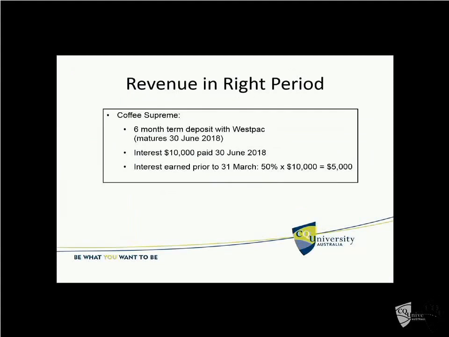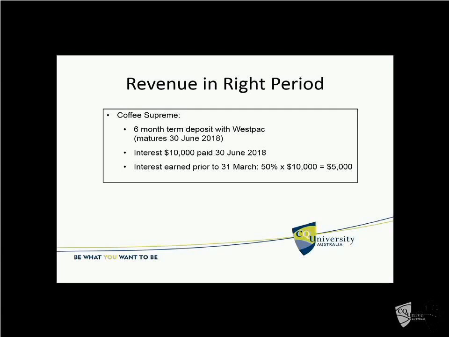So we have to do that with expenses. We have to put some in and take some out for the period. And we need to do the same for revenue. We need to get the revenue in the right period. So in this example with Coffee Supreme, I've assumed they've got some money with Westpac in a 6-month term deposit, and it matures on the 30th of June 2018. Their balance date is 31st of March. So in the next year, they're going to get the interest. That's $10,000. That'll get paid at the end of the 6 months.